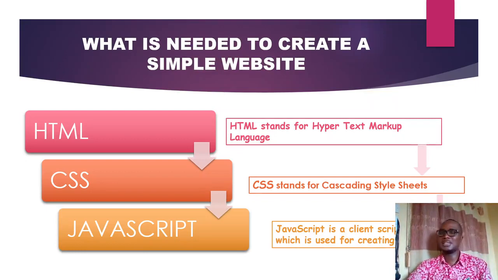JavaScript helps to put interaction in, you understand. For one definition, JavaScript is a client scripting language which is used for creating web pages. Like we say, scripting. The interactive aspect of it is what JavaScript looks at. But when we talk about JavaScript now, JavaScript has gone wide.